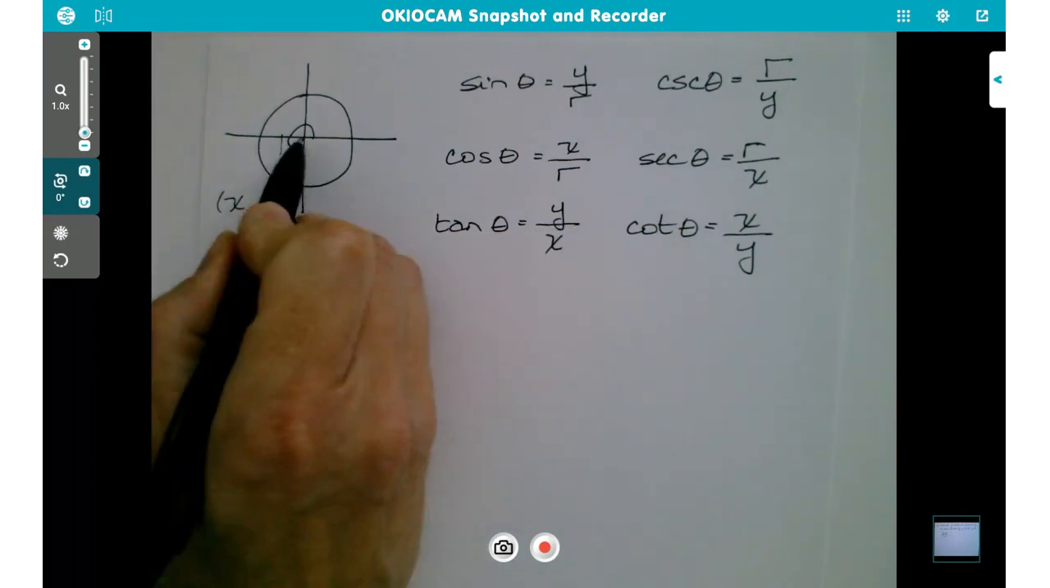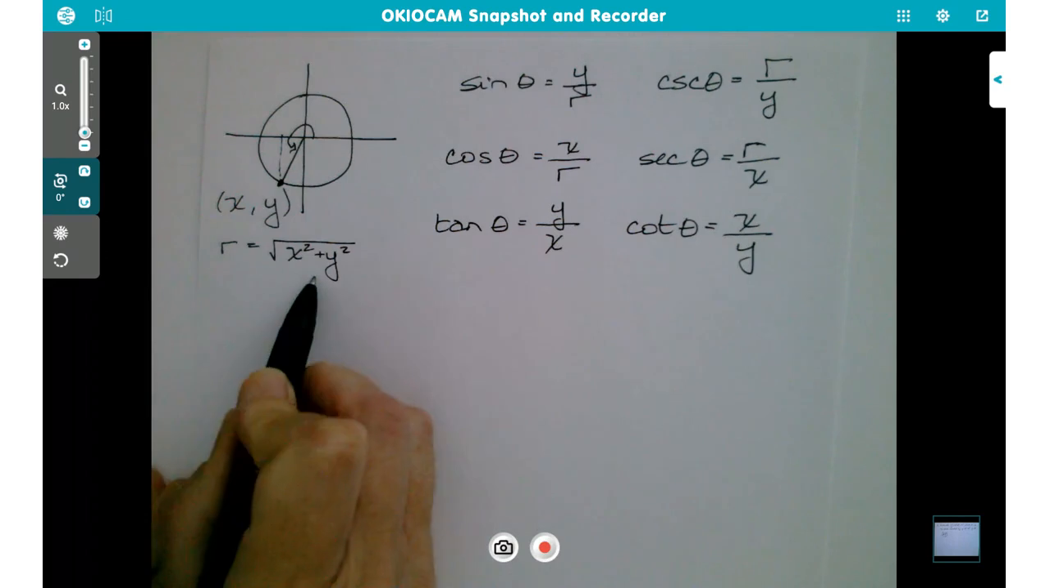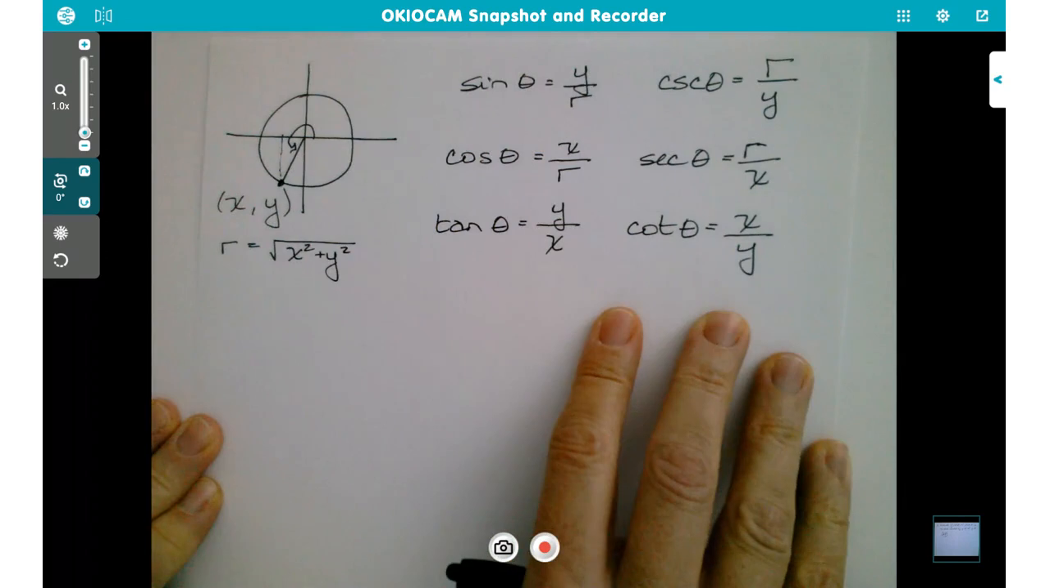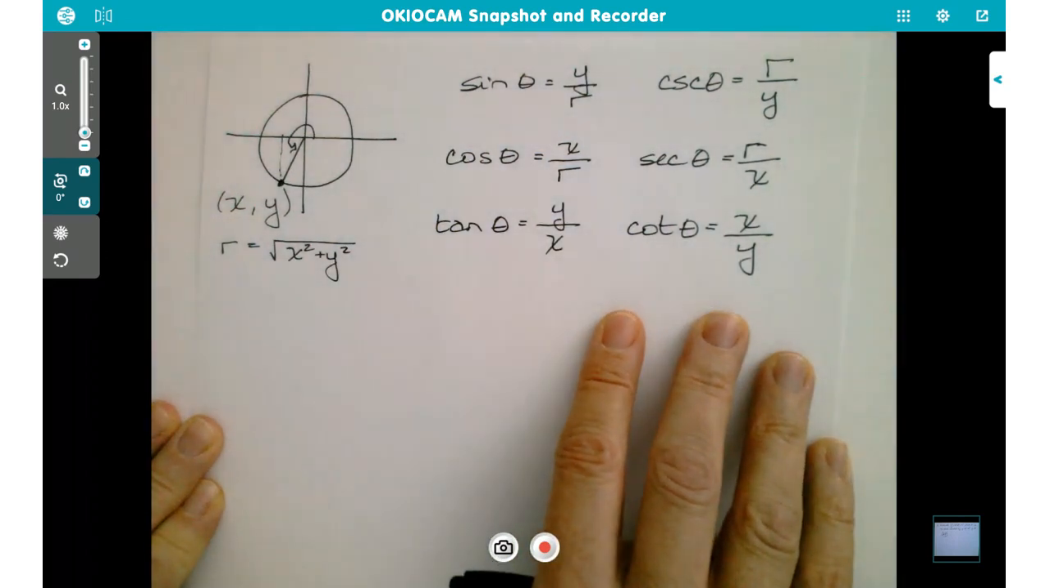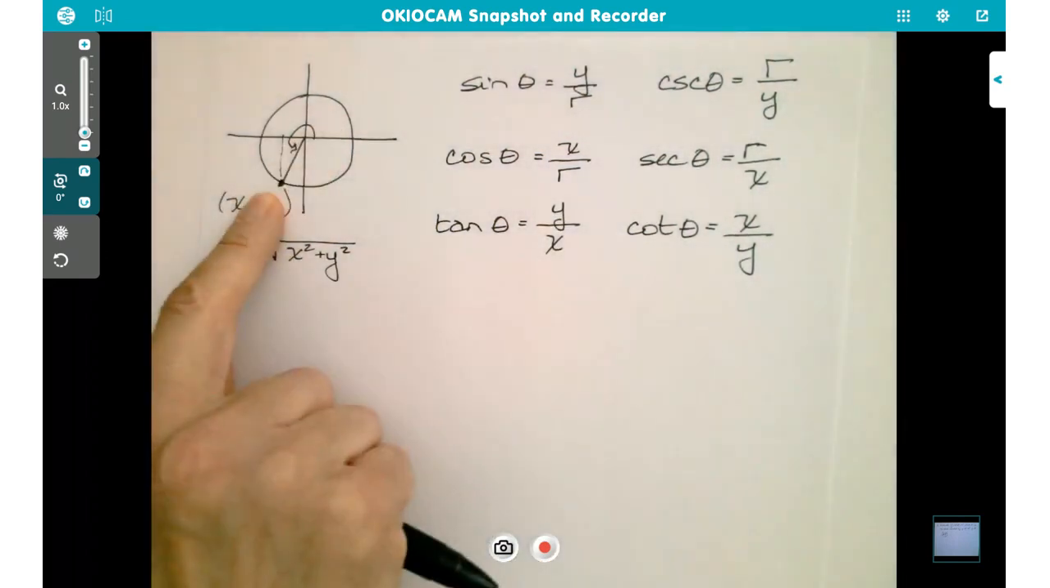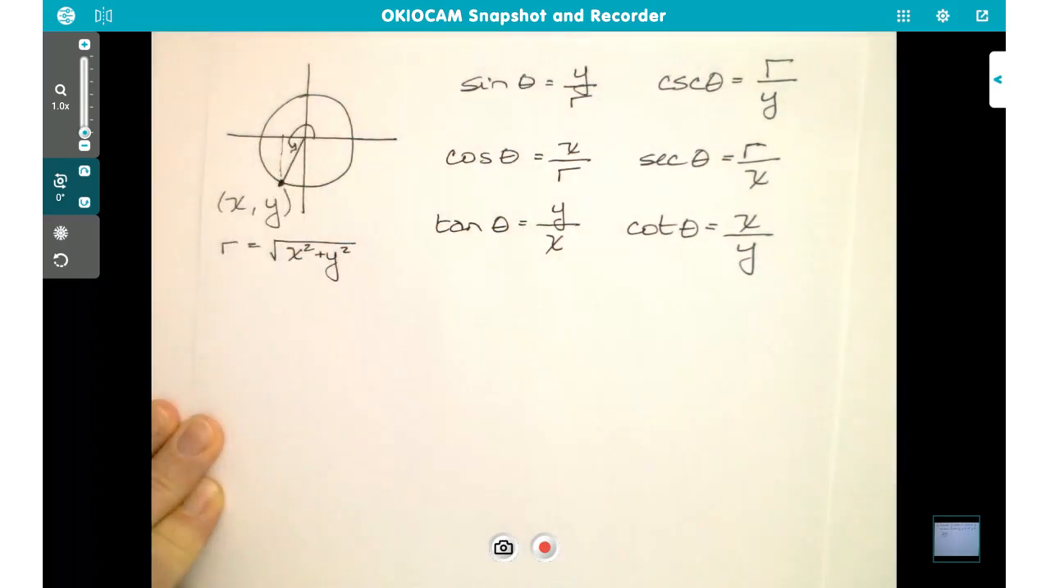R is the direct distance from the origin to the point, and we can do that with the distance formula, the square root of x squared plus y squared, and there they are. They're my 6 trig functions. Sine of theta is opposite over hypotenuse, so that's y over r, and on through the list.